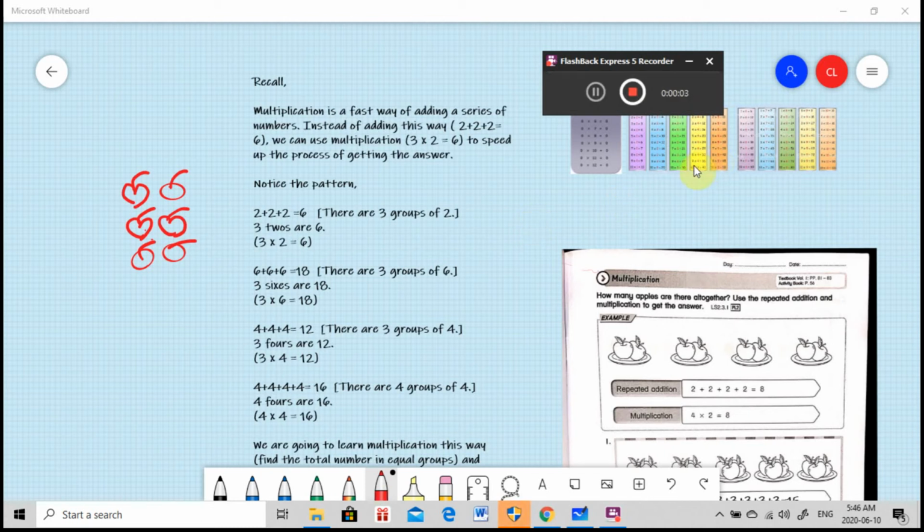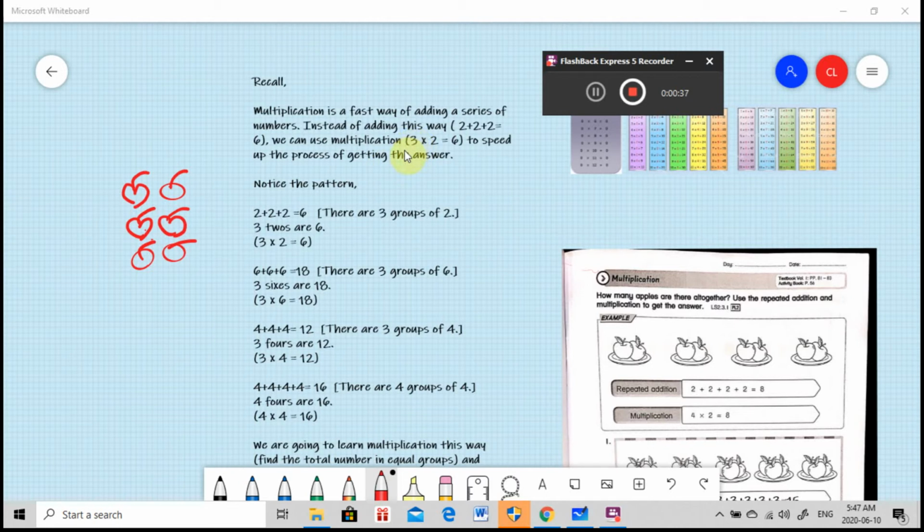So today we are going to do a revision on multiplication. Recall that multiplication is a fast way of adding a series of numbers. So instead of adding this way, 2 plus 2 plus 2 gives us 6, we can use multiplication, which is faster, to speed up the process of getting the answer.